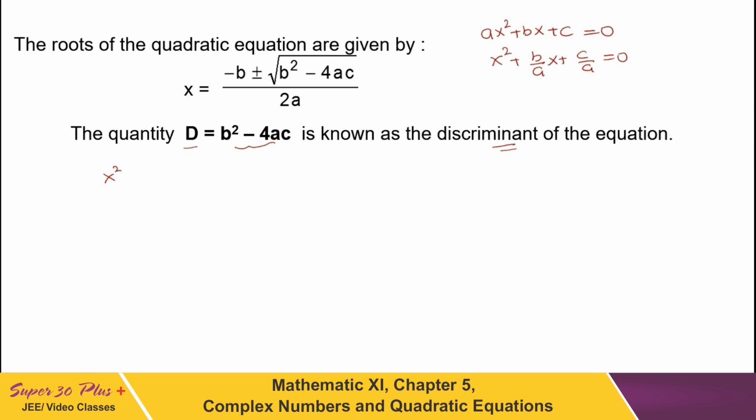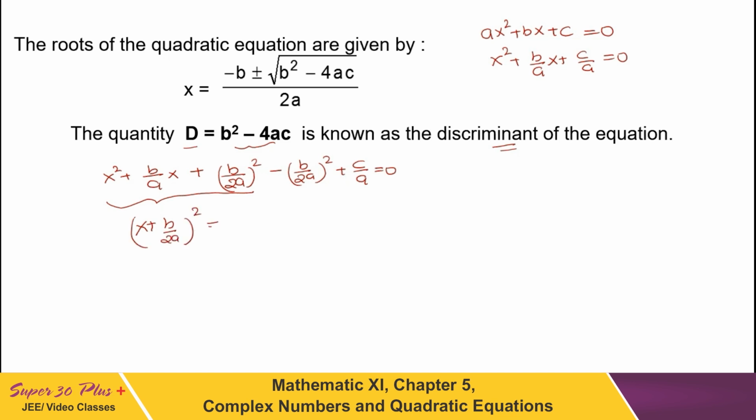It is x square plus b upon a times x plus, now we are going to add a term (b upon 2a) whole square. Now subtract it, it is (b upon 2a) whole square, and the remaining portion is plus c upon a is equal to 0. Up to this part, this is a perfect square: (x plus b upon 2a) whole square. And now it is equal to b square upon 4a square minus c upon a.